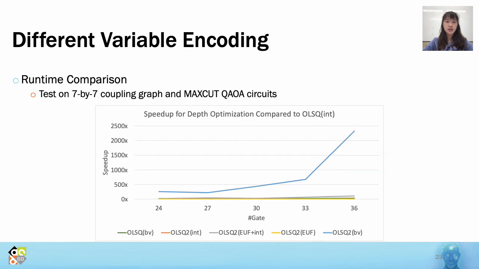This figure shows the speedup comparison of using different encoding strategies. Using NISQ formulation and integer variable encoding is our baseline. We compare the speedup of using different encoding schemes. We can see that using bit vector gives us the best performance. We posit that the reason might be that the SAT solver is the most powerful solver among all other theory solvers.